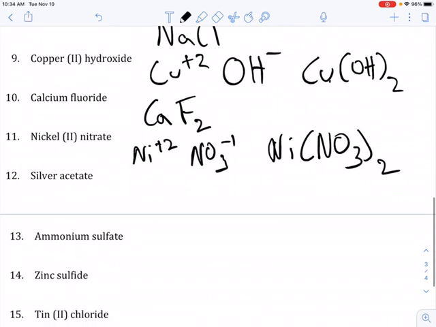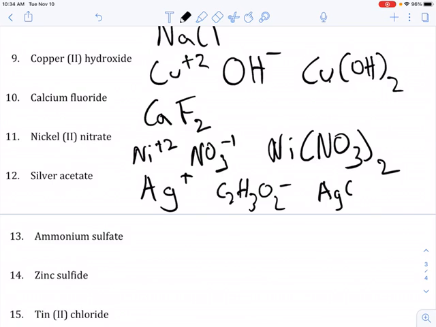Silver acetate. Silver is a transition metal, but silver always has the same charge. Silver is always +1. The other transition metal that you had to memorize the charge of was zinc. That's +2. But here we're working with silver, which is +1. Acetate, you should know, is C2H3O2-. So then silver acetate would be AgC2H3O2. Alright, that's silver acetate.